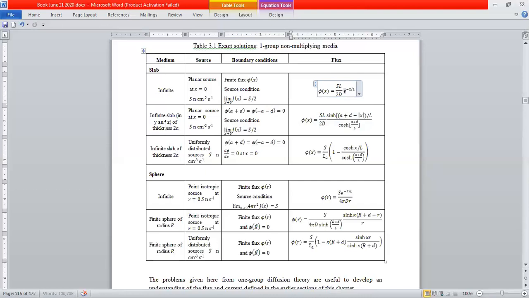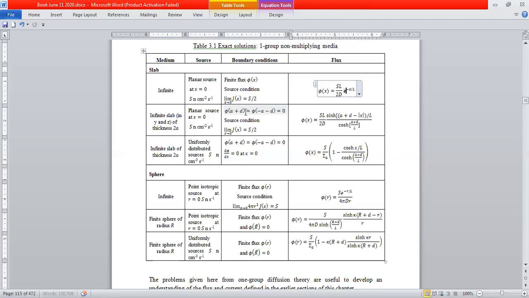Let's go to 2 dimensions. Now in 2 dimensions, let's say there's an infinite slab. By infinite slab, I mean that it's finite in one direction and infinite in 2 directions. Now let's look at a planar source S. Let's look at slightly different boundary conditions from before.